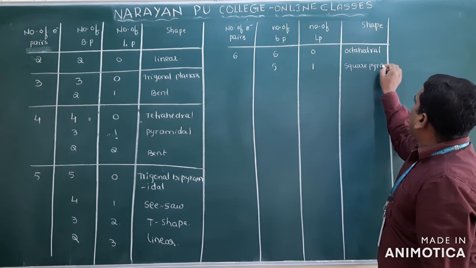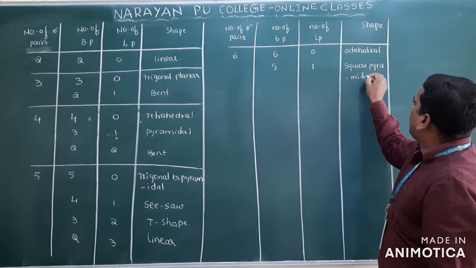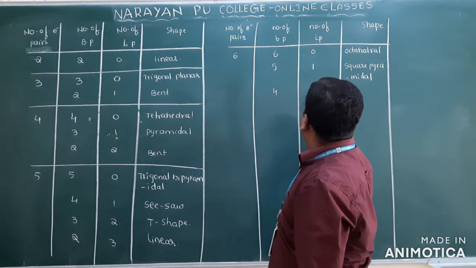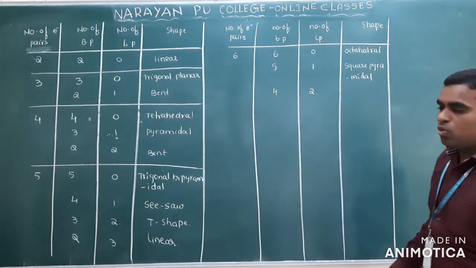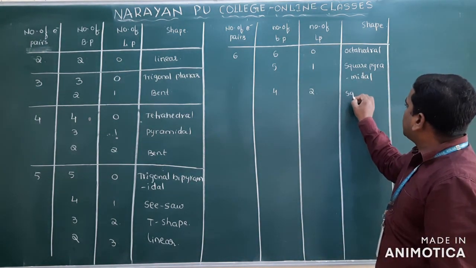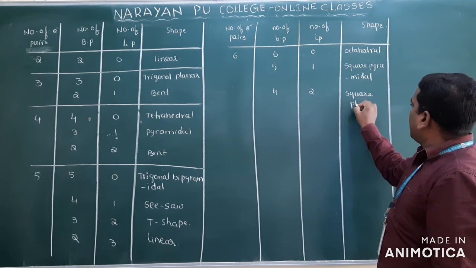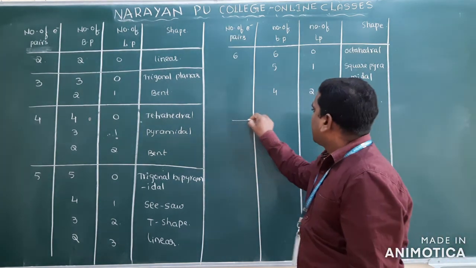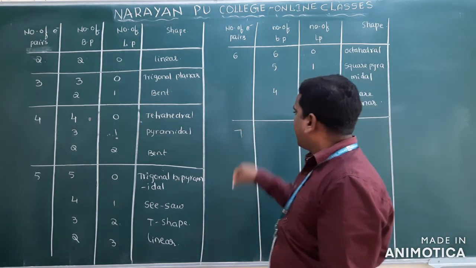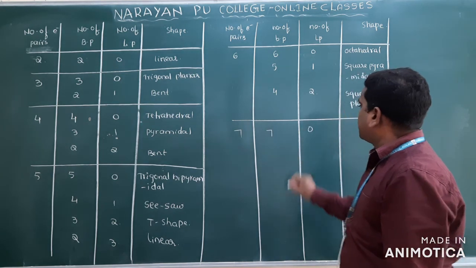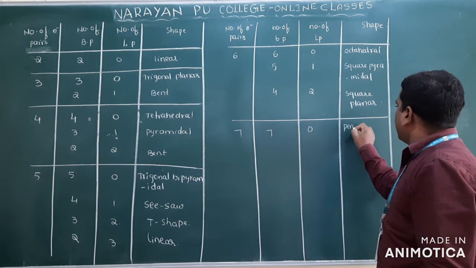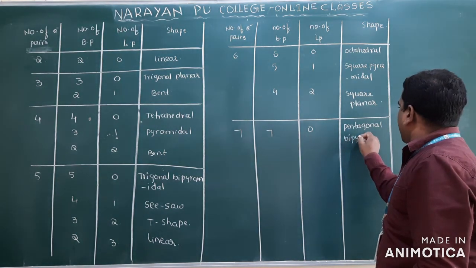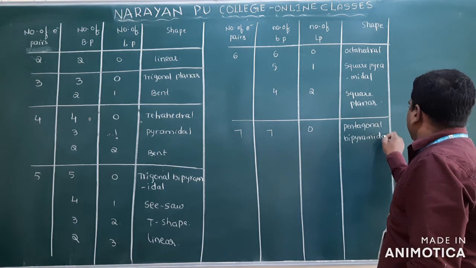Square pyramidal. I have already written all these shapes, so I am just writing here. So the next one is 4 comma 2: 4 bond pairs and 2 lone pairs, which simply is square planar. What is the shape of the molecule here? Square planar. This is about 6. The last one is 7 and 0. 7 means only 7 and 0, so this is pentagonal bipyramidal shape. Clear?